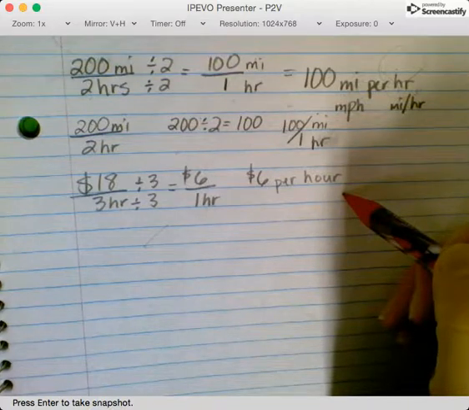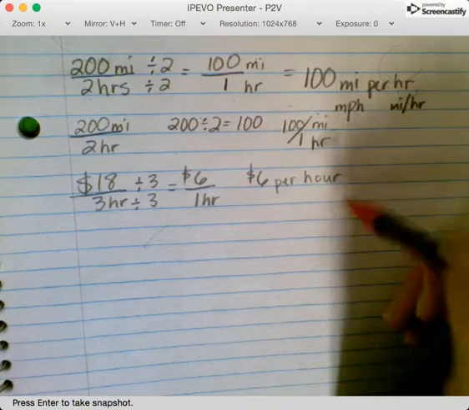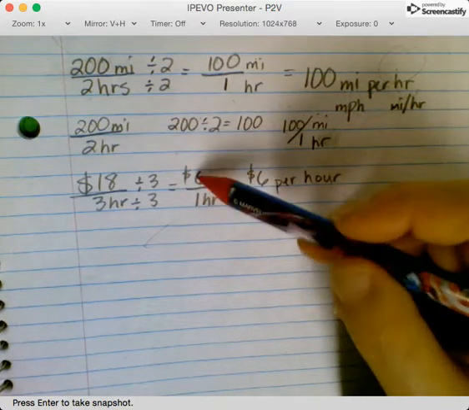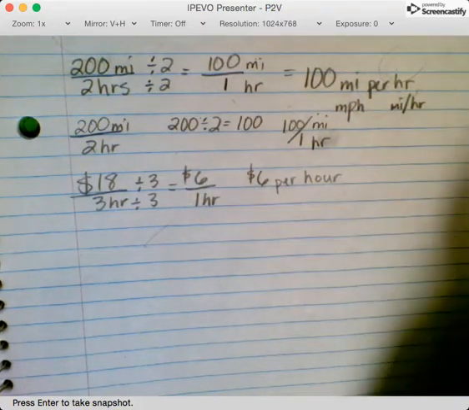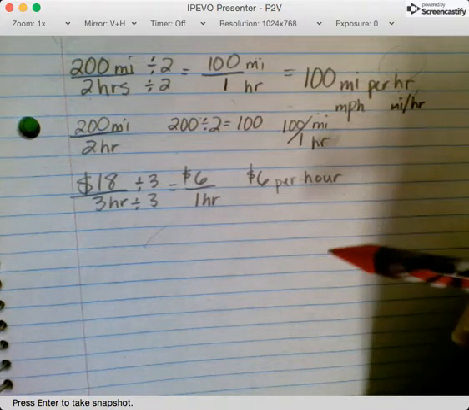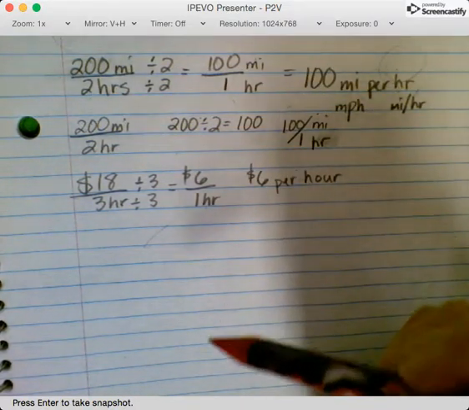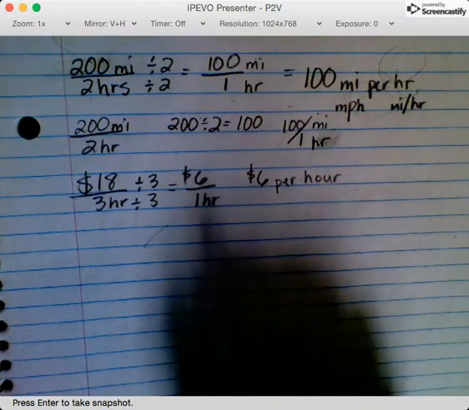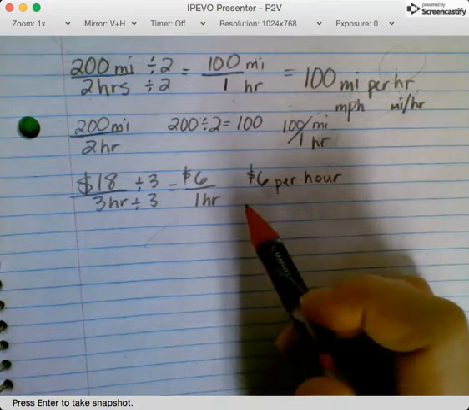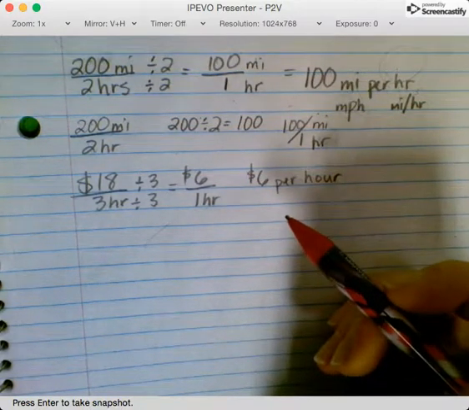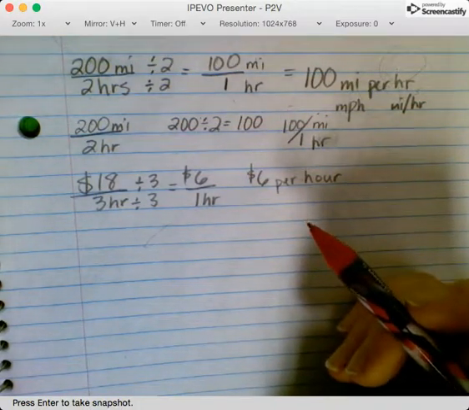Sometimes, when you do an assignment, it may ask you to write it as a fraction or in a certain way. So knowing that you can do it either one of those ways, and just paying attention to what the question asks is a good thing. Let's do one more example.